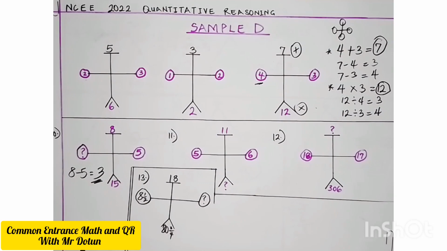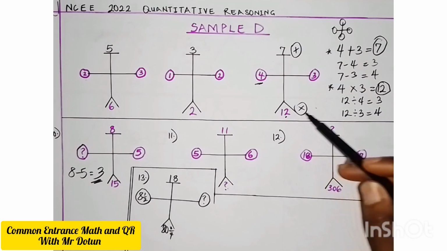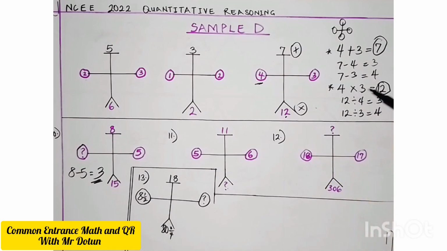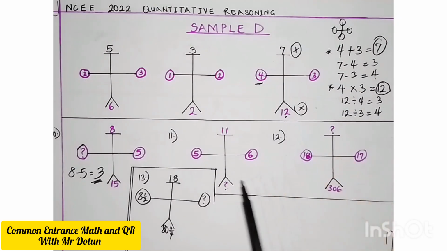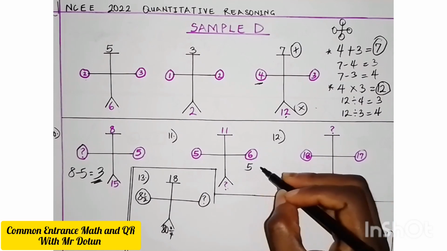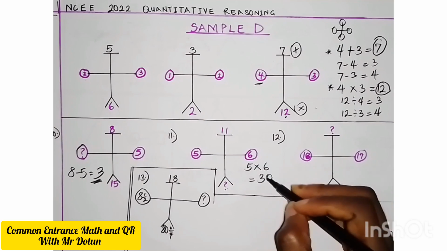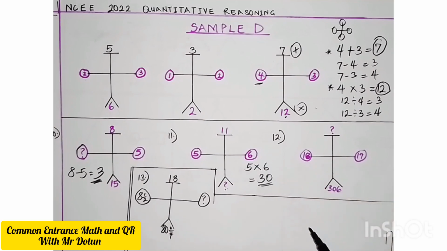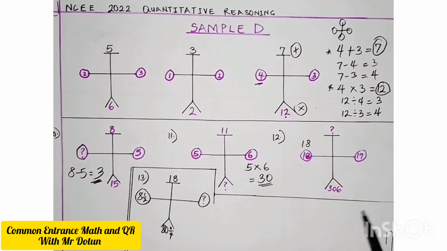Alright, number 11. Which part is missing? The one down here. So that means we're looking for 12 here. How did we get the 12? We did 4 times 3, 12. So we're going to do 5 times 6. 5 times 6 is what? 30. Alright, 30 is the answer. Alright, so we'll move on here. Sorry, what you have here is 18 inside the circle, 18.